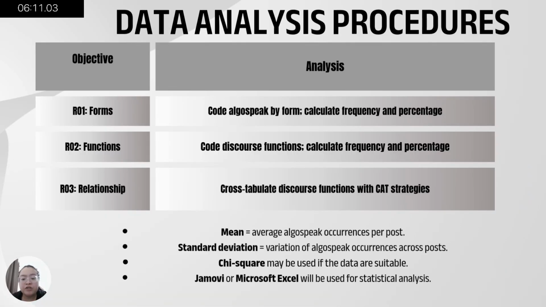For Objective 1, AlgoSpeak will be coded by form, then frequency and percentage will be calculated. For Objective 2, AlgoSpeak will be coded by discourse functions, then frequency and percentage will be calculated. For Objective 3, each occurrence will be coded according to CAT strategies. Cross-tabulation will be used to examine the relationship between discourse functions and CAT strategies. Mean and standard deviation will show the average and variation of AlgoSpeak occurrences per post. Jamovi or Excel will be used, and chi-square may be used if suitable.